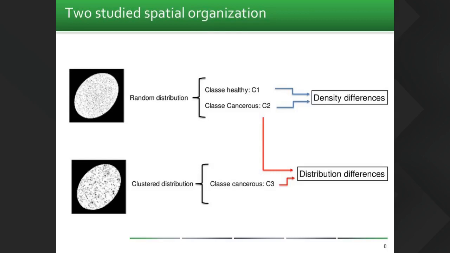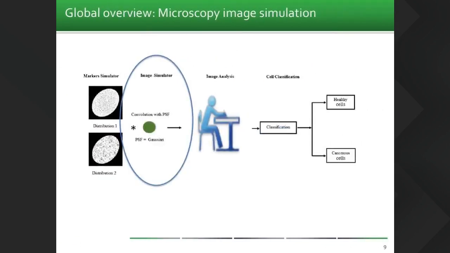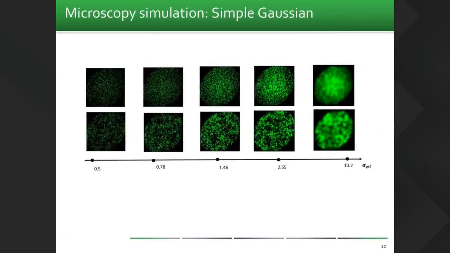Once we have these generated fluorescent markers, we have this object. Now we have to add the experimental conditions of the microscope to the image. To do that, we simulate the PSF, the point spread function of the microscope, with a simple Gaussian, where we can modify the size of the Gaussian window to have several types of microscopy resolution.